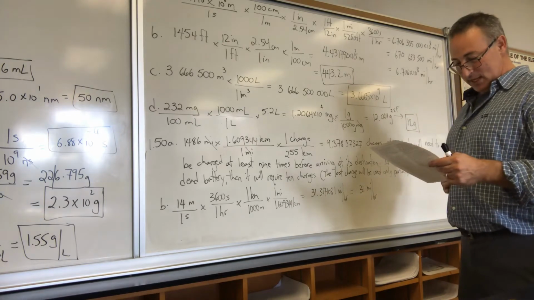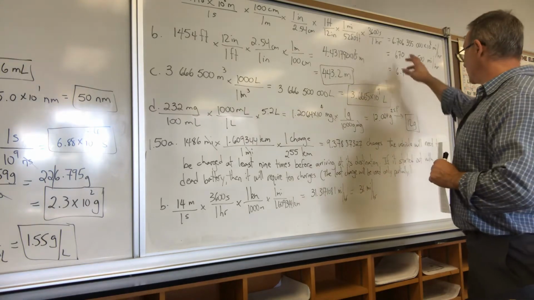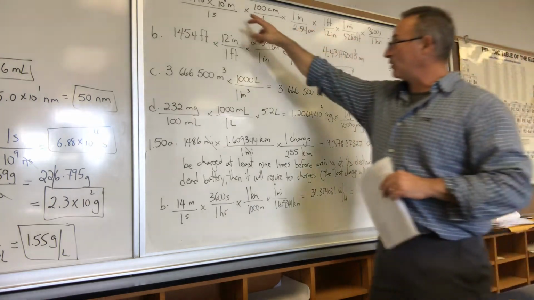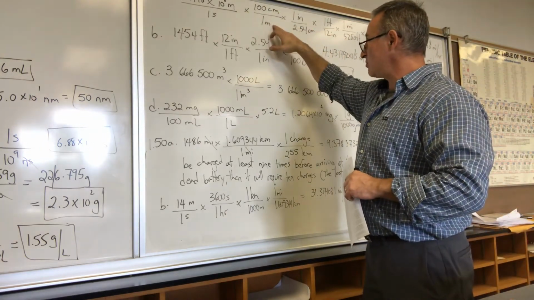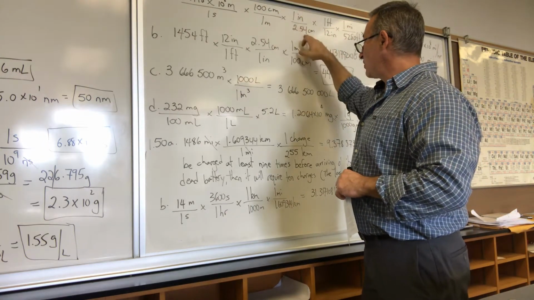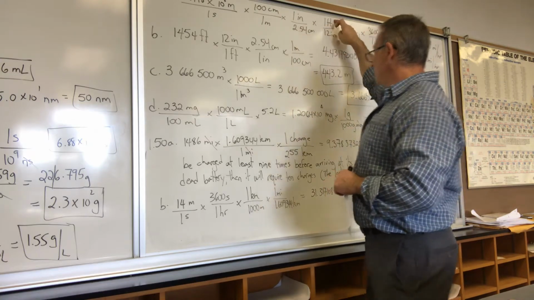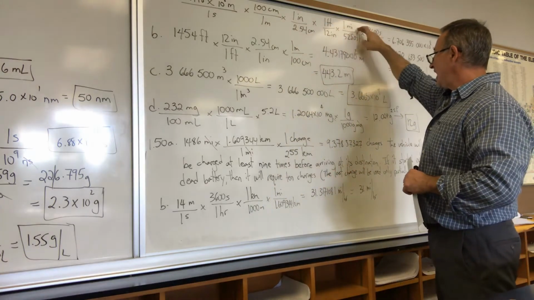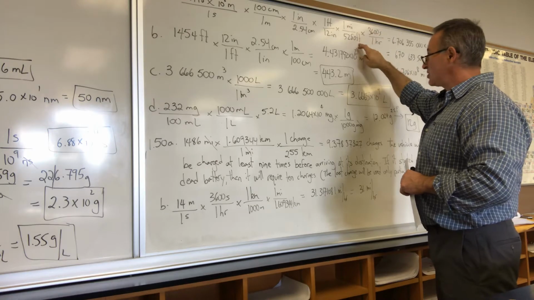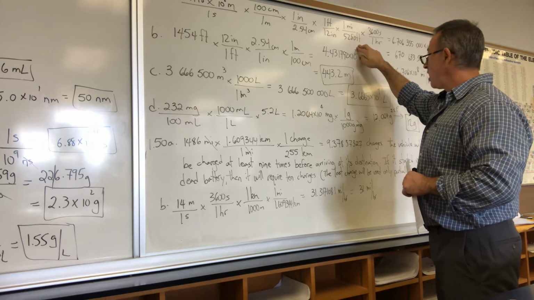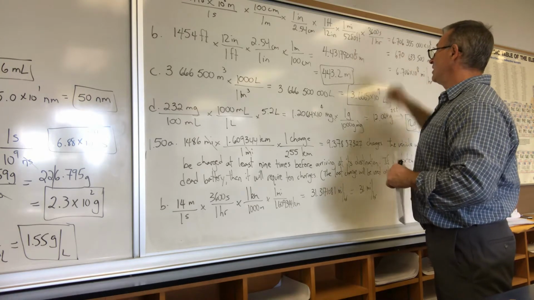Calculated speed in kilometers per hour. So we have to go to kilometers per hour. We're gonna first tackle meters. There's 100 centimeters per meter. There's 1 inch per 2.54 centimeters, 1 foot for every 12 inches, 1 mile for every 5,280 feet. And then there's 3,600 seconds per hour.